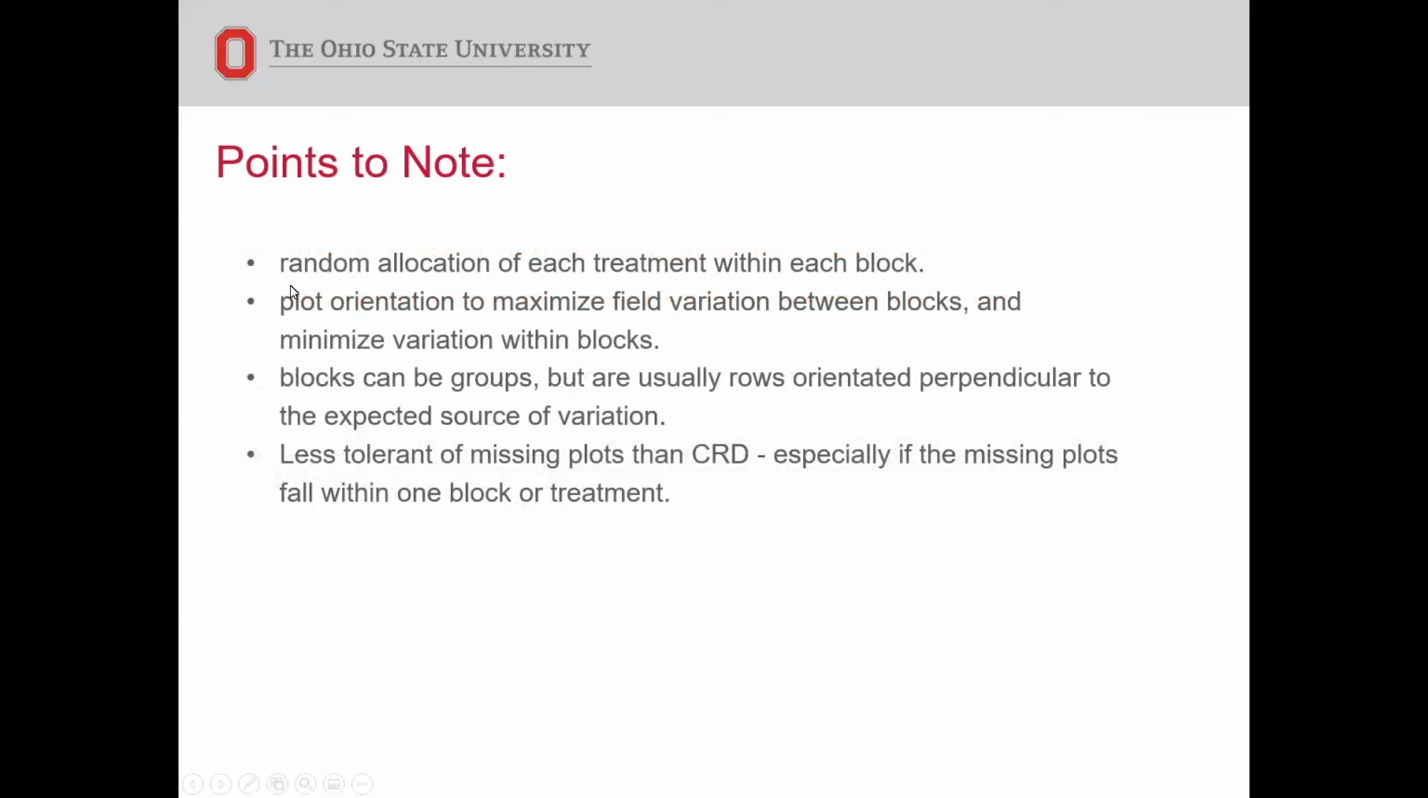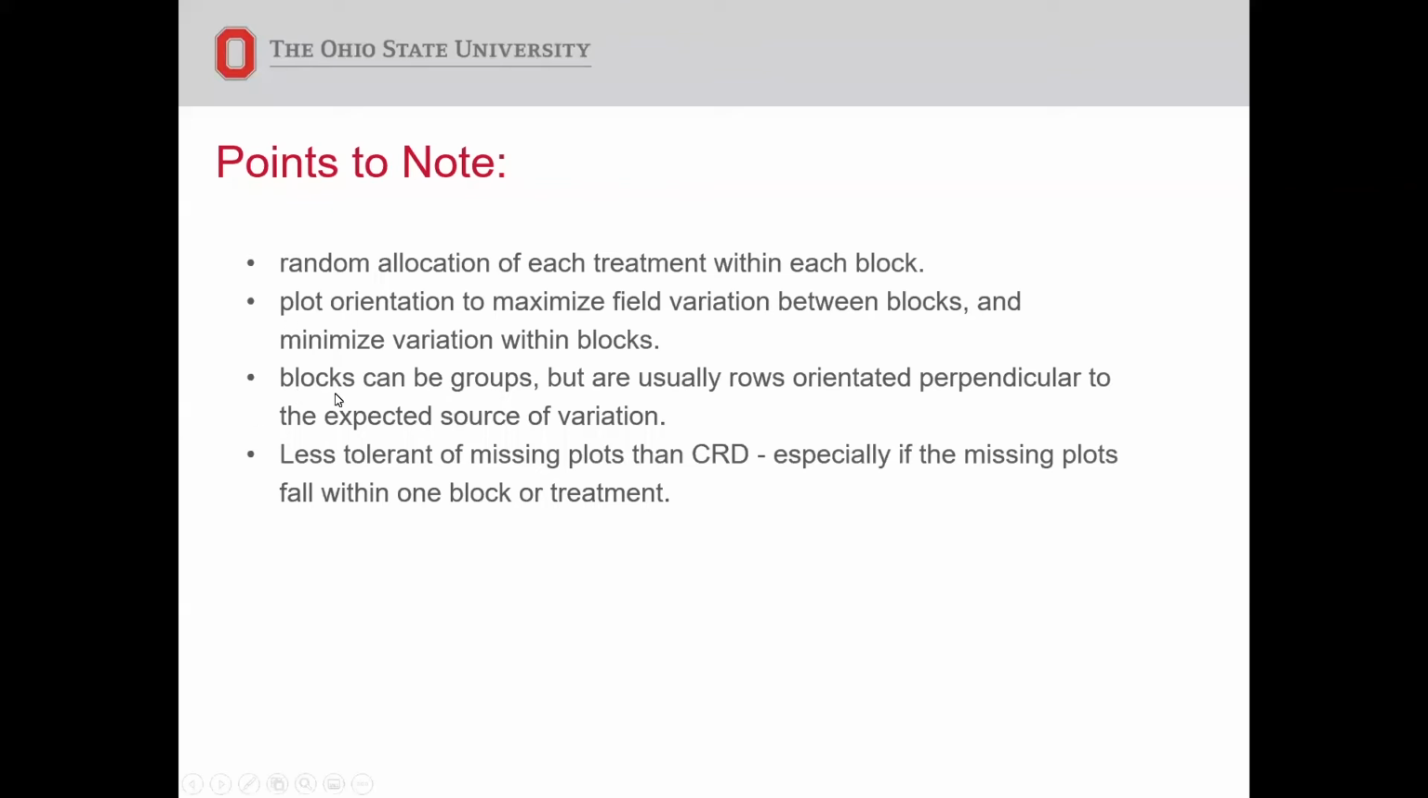Just a refresher here, some points to note: the random allocation of every treatment within each block. Typically, we would orient the plots to maximize field variation between the blocks and minimize variation within the blocks. We want that variability to be incorporated into the block effect, not into the experimental error.